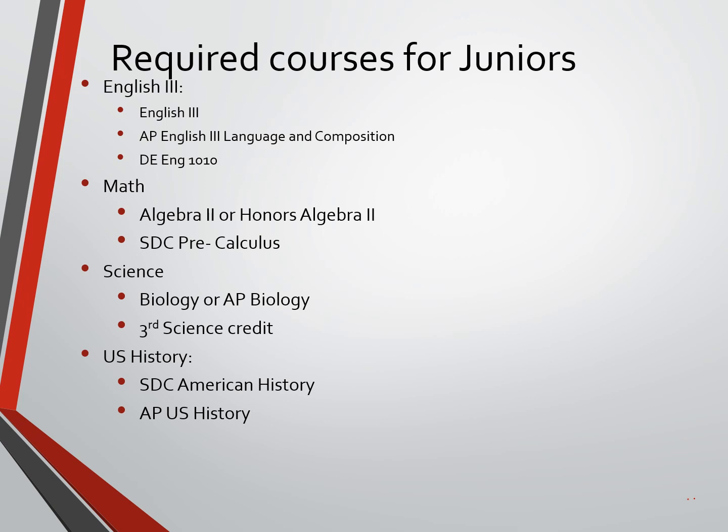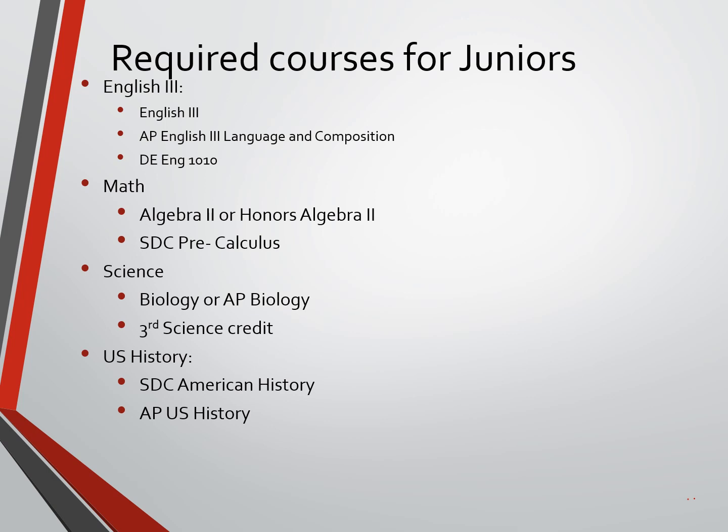For science, if you took physical science in 9th grade, you will need to take biology or AP Biology. If you already took biology in 9th grade, you need to sign up for a 3rd science credit, which can be AP Bio or any of our other lab science classes listed on your course offering page.